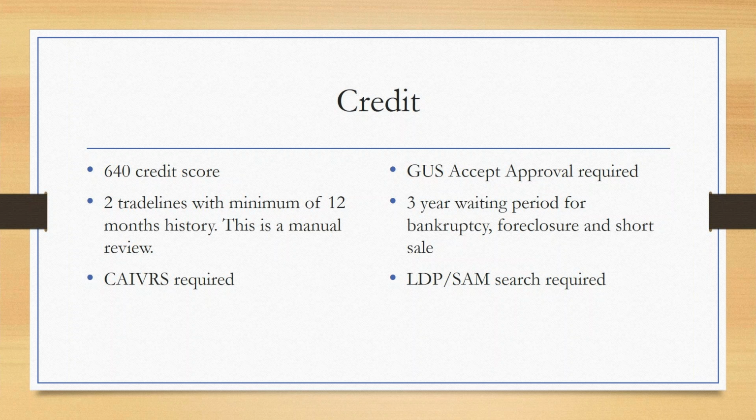Let's see, like every other government program, we need the CAIVRS. We are pulling an LDP SAM search on the USDA loans, and then there is a 3-year waiting period for bankruptcy, foreclosure, and short sale, and that is to application date. So if you have any of that derogatory credit in the last 3 years, you're going to want to wait to make application until that time frame has passed.